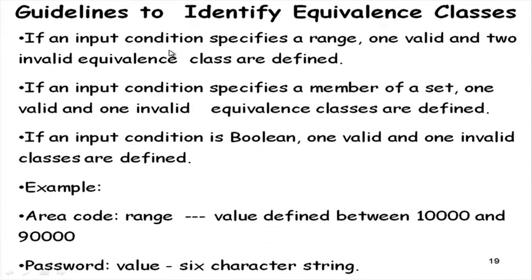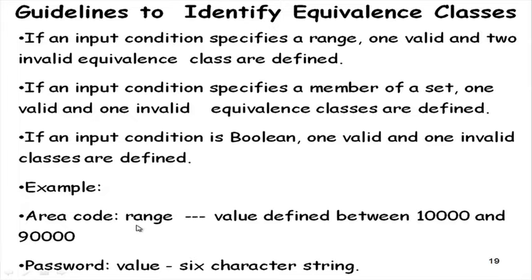One is that if an input data is specified by a range of values that it can take, between 0 to 1000 or something, then we have one valid and two invalid equivalence classes. If it specifies a specific number of test data, then we have one valid and one invalid equivalence class. If the input is a boolean, then we have one valid and one invalid equivalence class.